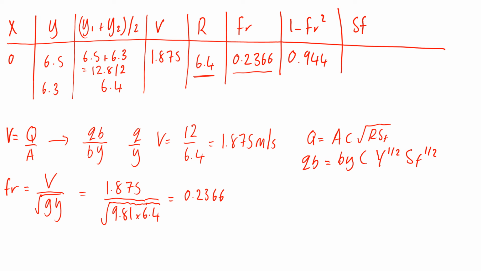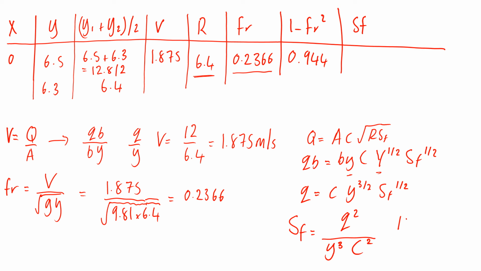Now the b cancels out, and then you collect this y and that y. So it's a half plus 1, which is 3 over 2. So you get left with Q equals C y to the 3 over 2 times S_f to the half. Rearrange that for S_f. So S_f is equal to Q squared over y cubed C squared.